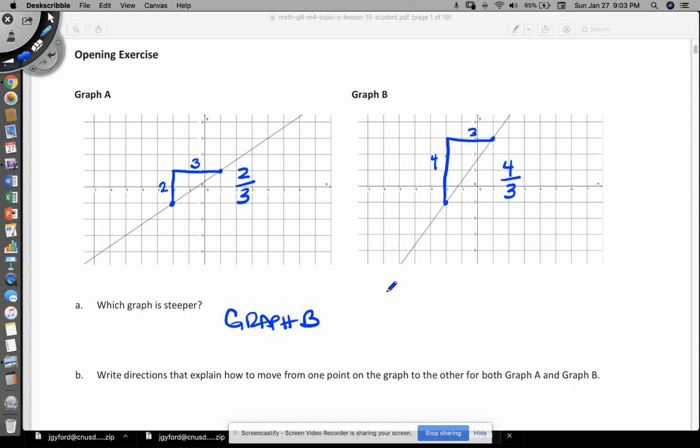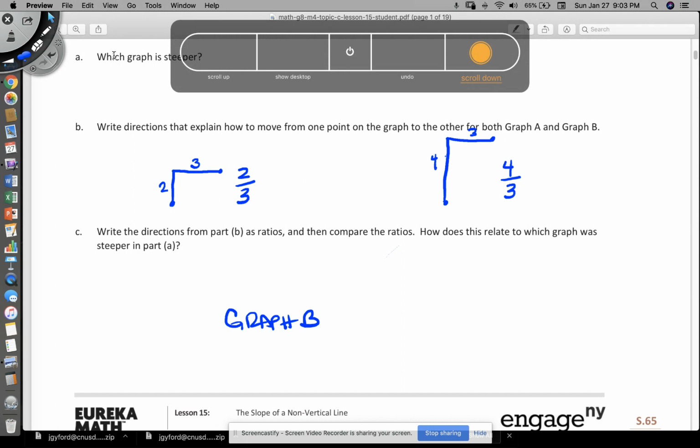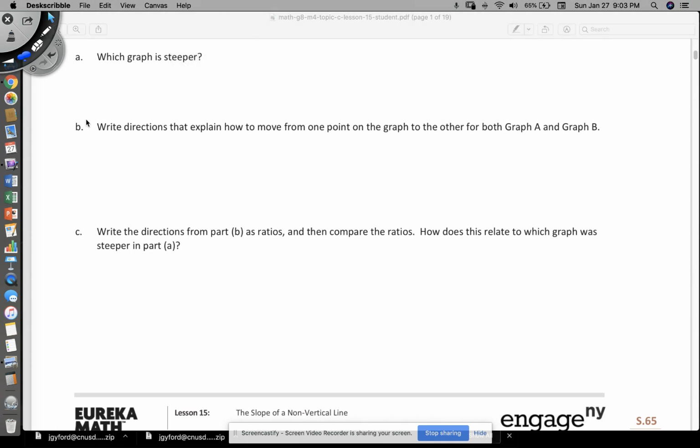Now, we're going to write some directions, and this will help us to understand how we're finding slope and what we're looking for. Our directions look like this. It says, how did we move from one point to the next on both these graphs? So with graph A, we went to the right 3 units and 2 units up. Now you could put the rise and then the run first. It doesn't matter. Either one.